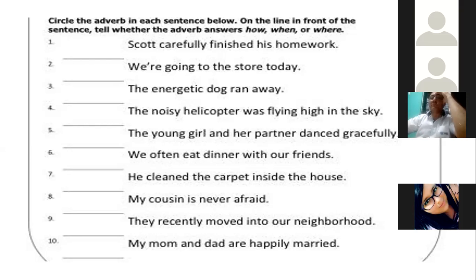Julie, you told us energetic. Energetic, yes. Right? Where? Run away. The energetic dog ran away. So for you, what is the adverb in that sentence? Where? Where the energetic dog ran away. Okay, so for you, the adverb is away. Okay? Where the energetic dog ran away.